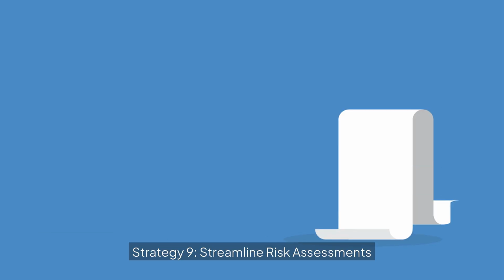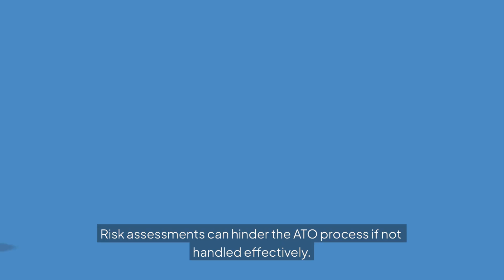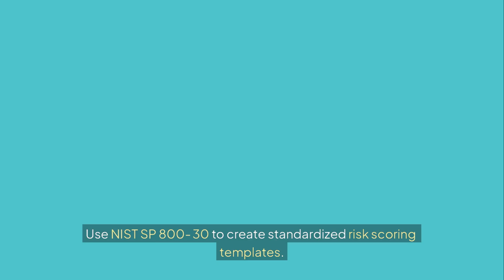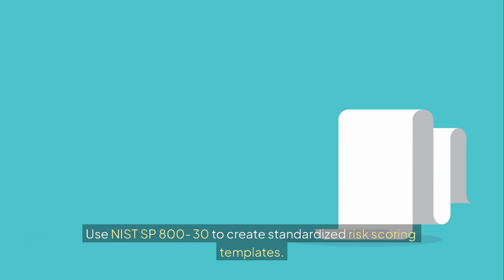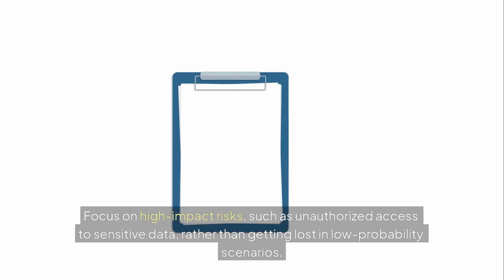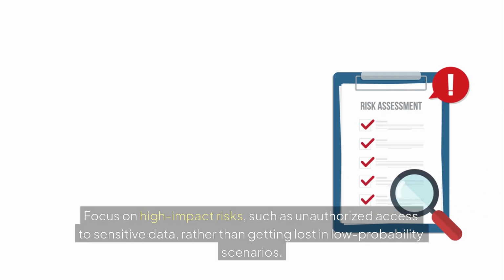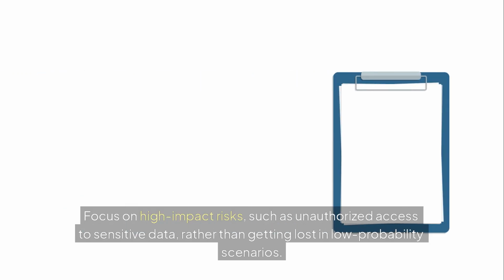Strategy 9. Streamline risk assessments. Risk assessments can hinder the ATO process if not handled effectively. Use NIST SP 800-30 to create standardized risk scoring templates. Focus on high-impact risks, such as unauthorized access to sensitive data, rather than getting lost in low-probability scenarios.